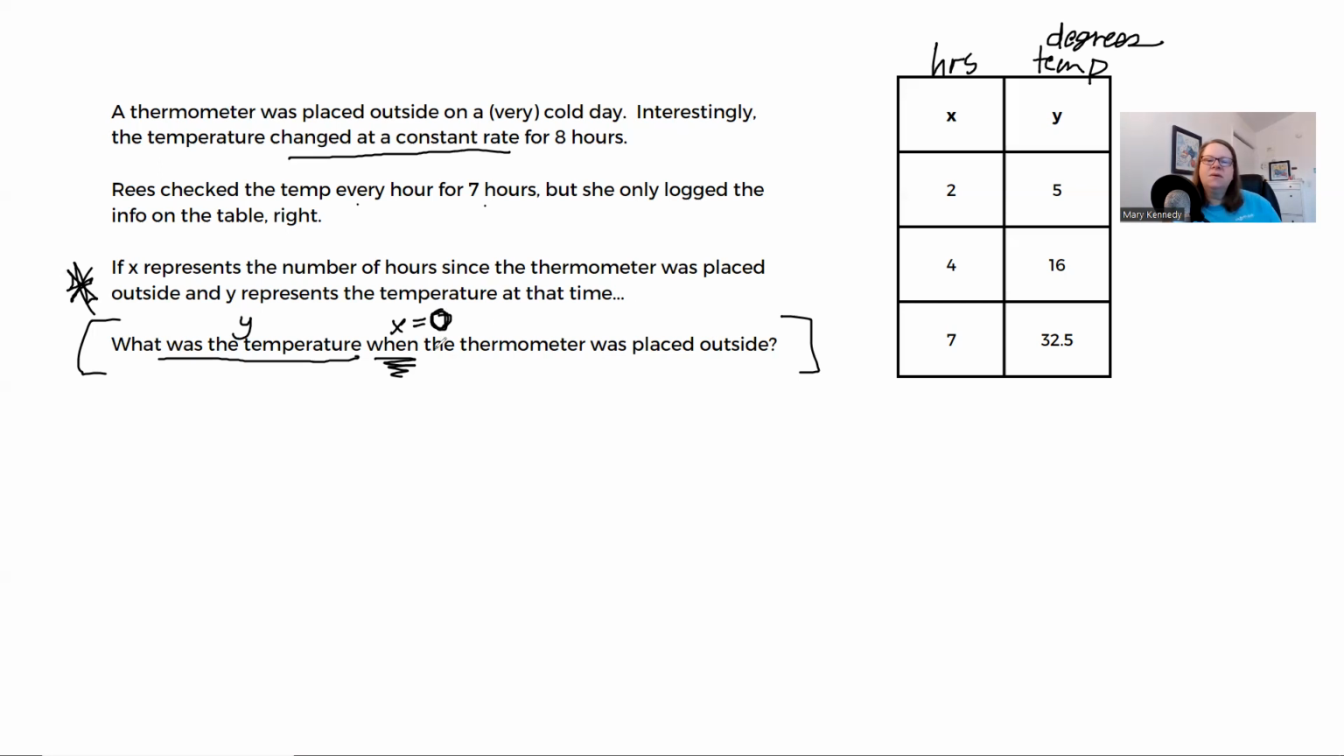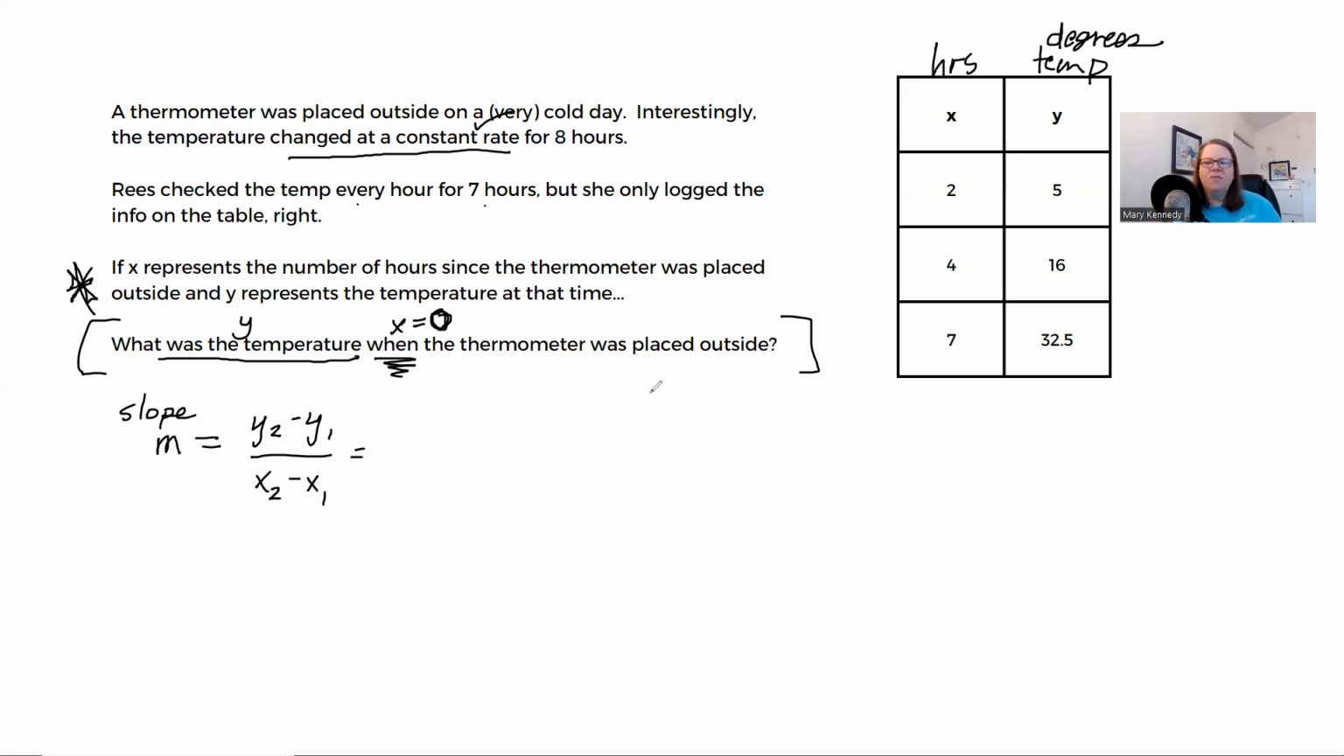Okay. So we need to know what this constant rate is. That's going to be really key. So we're going to use the slope formula. Remember, slope is represented by the letter M, and I'll bet you've seen this formula before. Subtract the y's over subtract the x's, or the change in y over the change in x.